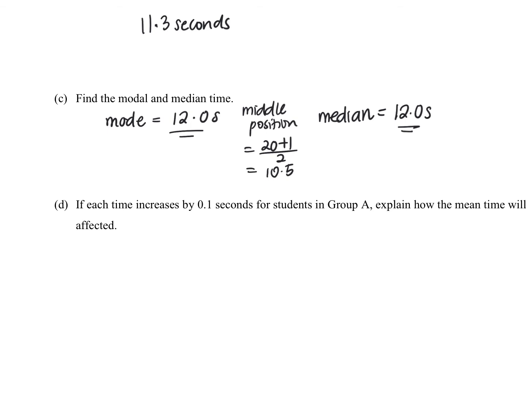But this effect may not be the same for range. But anyway, let me answer the question first. The mean will increase by how much? By 0.1 second. Okay? Similarly for the median, it is on the data value itself. So if every data value increases by 0.1, my median will also increase by 0.1.